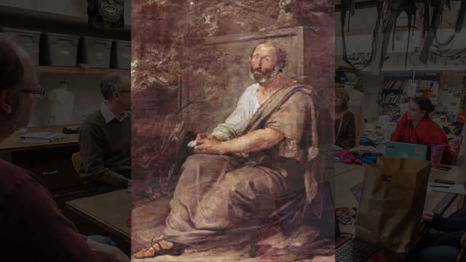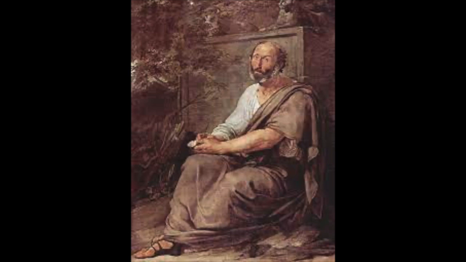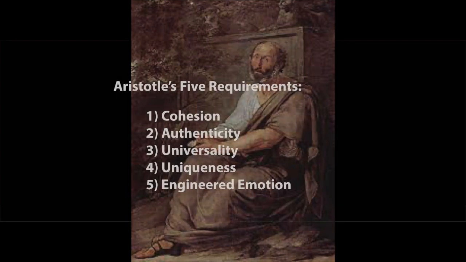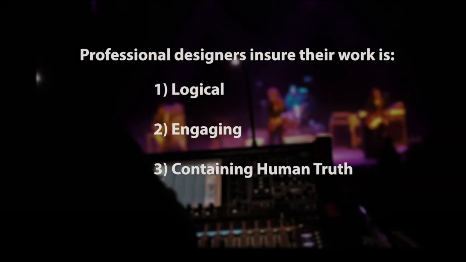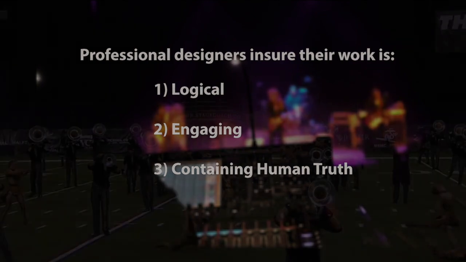According to Aristotle, the ancient Greek philosopher and father of the arts, there are 5 components to a performing art of substance. The requirements are cohesion, authenticity, universality, uniqueness, and engineered emotion. We'll discuss these 5 components in this series on design. An easier way to remember it is that professional designers take special effort to ensure that their productions are 1. Logical, 2. Engaging, and 3. Containing some high-stakes human truth.